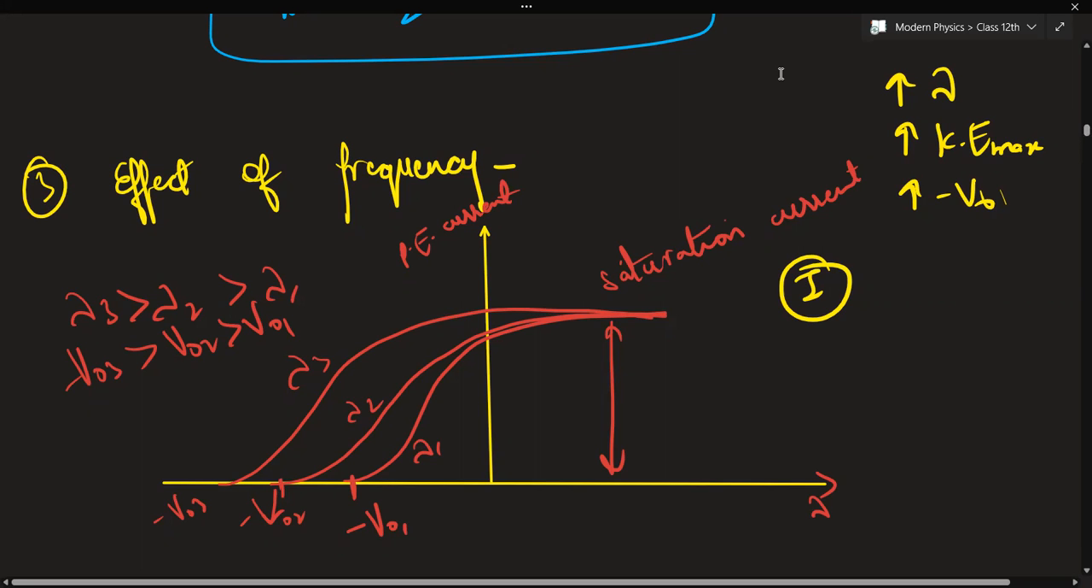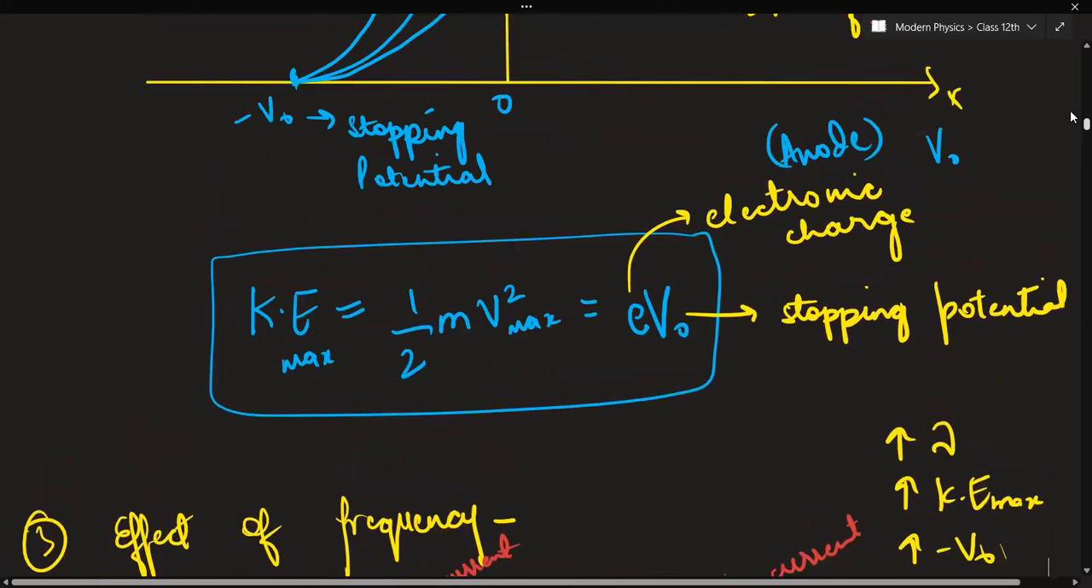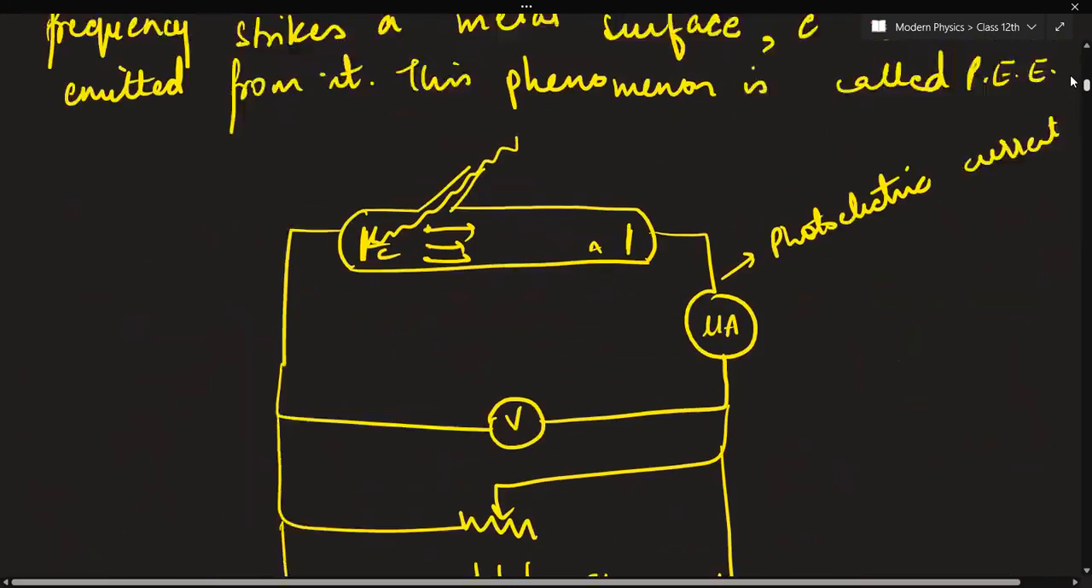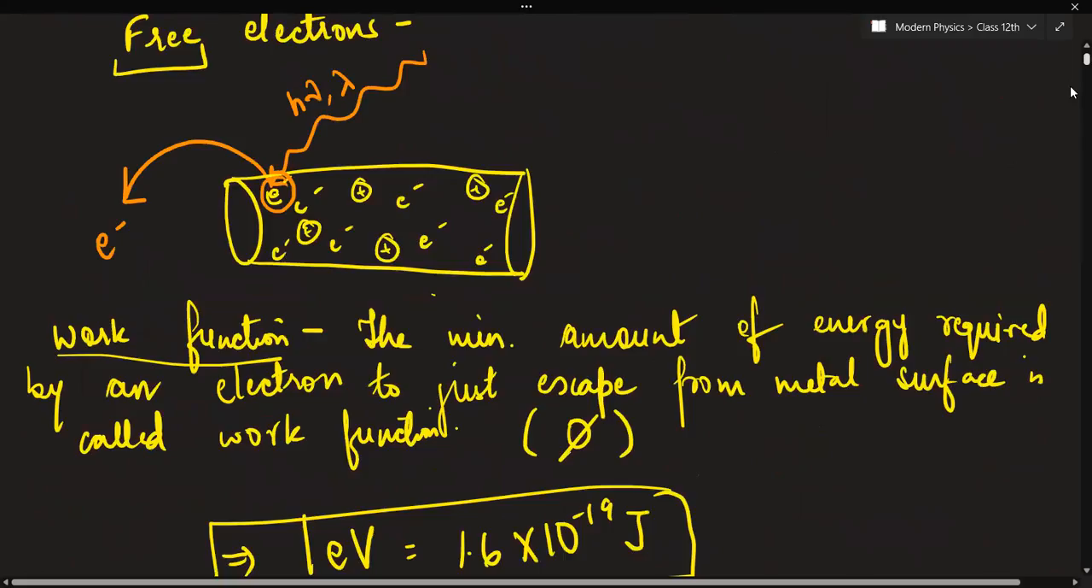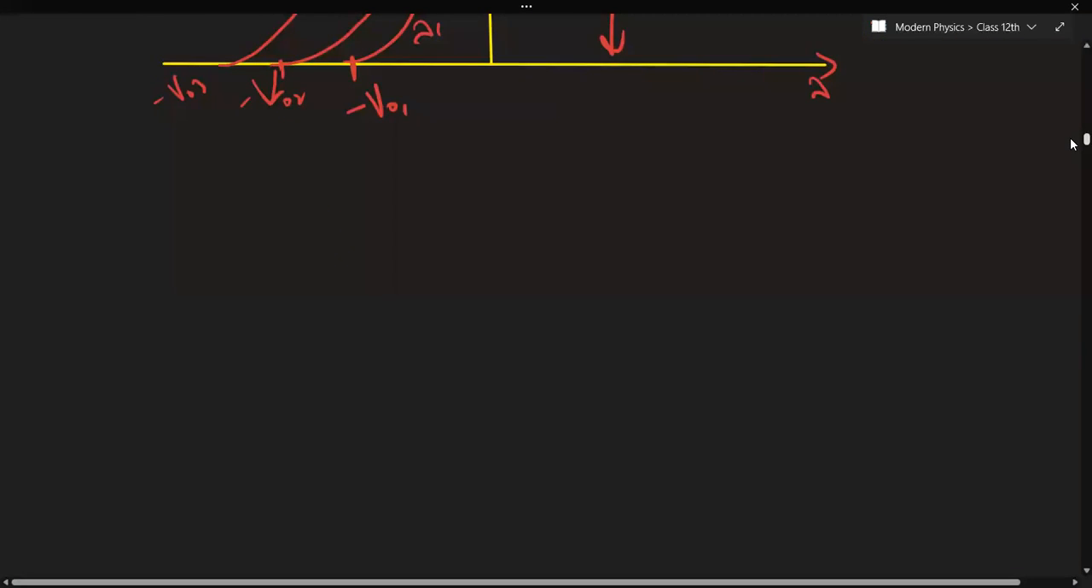Class, one more thing, one definition I think I did not tell you about the threshold frequency. We didn't write the definition anywhere. Stopping potential, work function, and threshold frequency's definition is also important. Threshold frequency: the minimum value of the frequency that is required for photoelectric emission to occur. That definition you all should have.